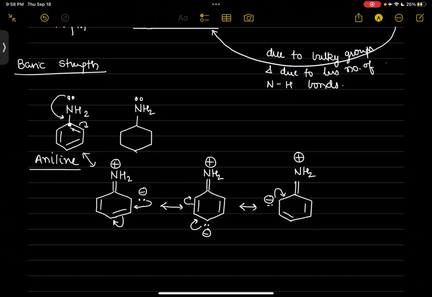Marwa, is it clear or not? Yes, sir. So now it is going to push that original double bond and it is going to come again on nitrogen. So this is a very, very important structure. These are the resonance structures of aniline. Do remember it.